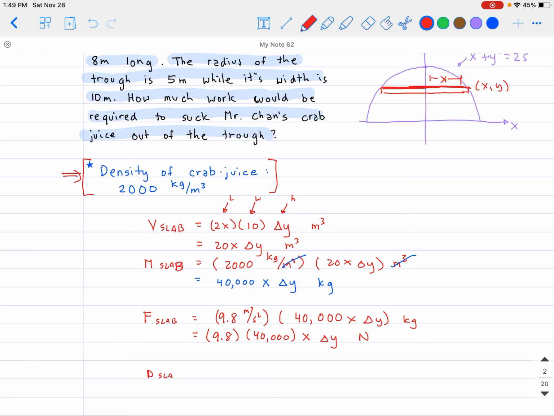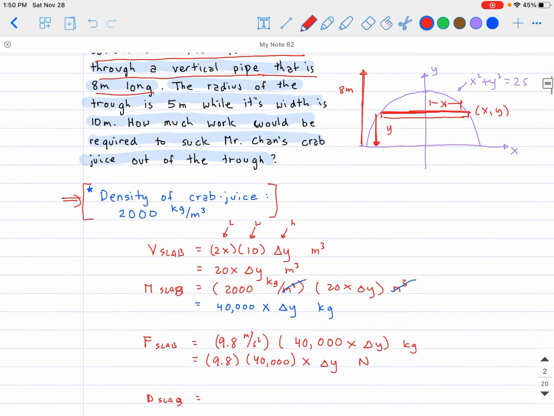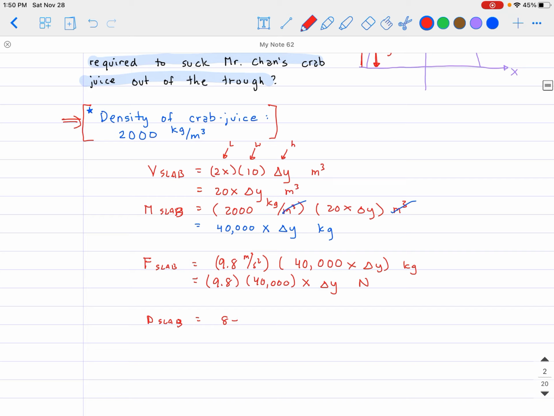The distance that the slab has to travel. Remember what it says in the prompt: it is drained from the bottom and then funneled out through a vertical pipe that is 8 meters long. So this slab has to go to the bottom and then come up all the way by 8 meters. The vertical distance is y from the slab to the x-axis, so the distance is y plus 8. That is my total distance traveled, 8 plus y, in terms of meters.